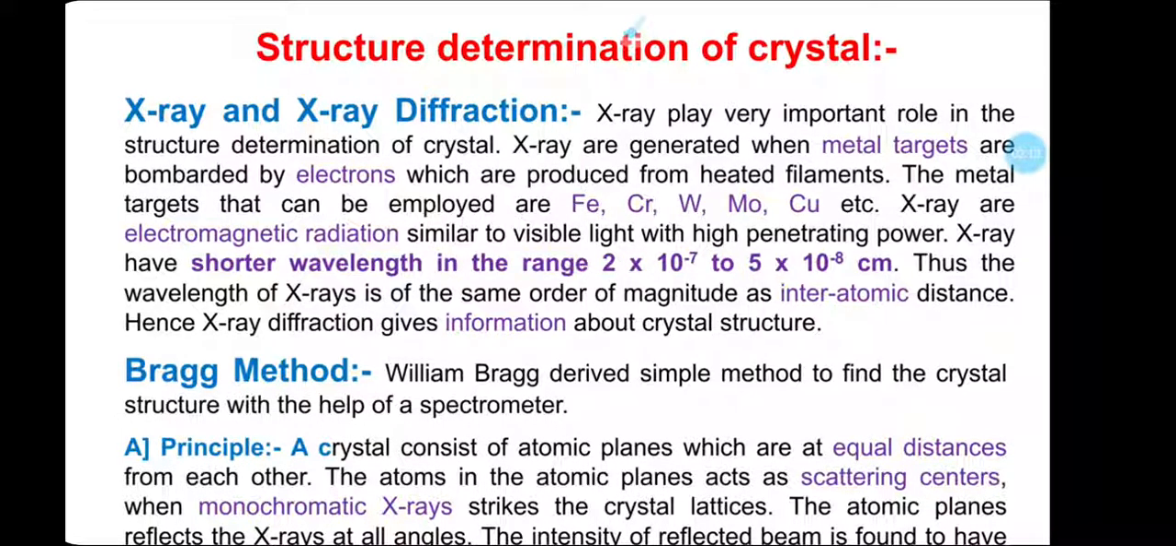Now in this lecture we will move towards the structure determination of the crystal by using X-ray radiation. X-ray radiation is also an electromagnetic radiation obtained from heavy metals, that means iron, chromium, as a source of X-ray radiation. X-ray radiation has a very short wavelength and higher frequency. The wavelength is in the range 2 into 10 raised to minus 7 to 5 into 10 raised to minus 8 centimeter.